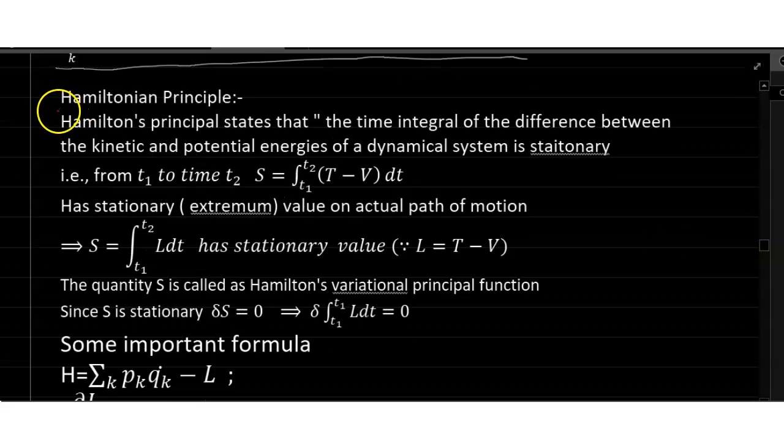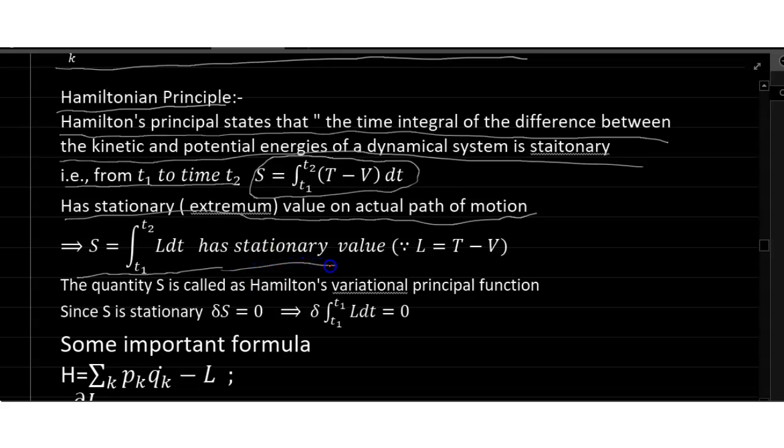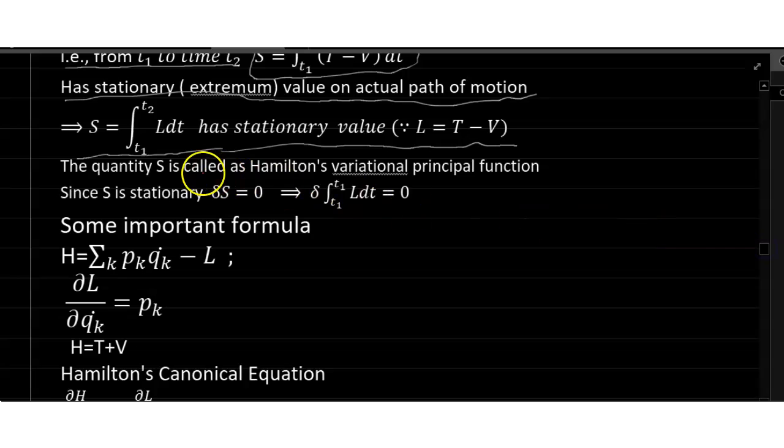Hamilton's principle. Hamilton's principle states that the time integral of the difference between the kinetic and potential energies of a dynamical system is S equals integral from T1 to T2 of T minus V dt, and hence the stationary extremum value of the actual path of motion. S equals integral from T1 to T2 of L dt has a stationary value, L equal to T minus V. The quantity S is called Hamilton's variational principal function. Since S is stationary, del S equals 0.